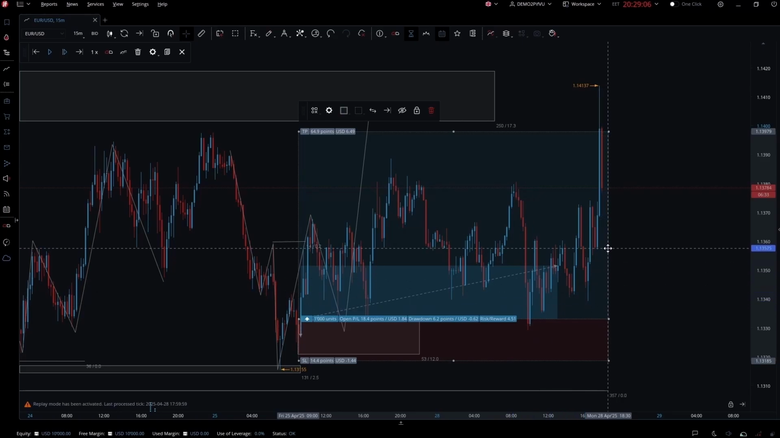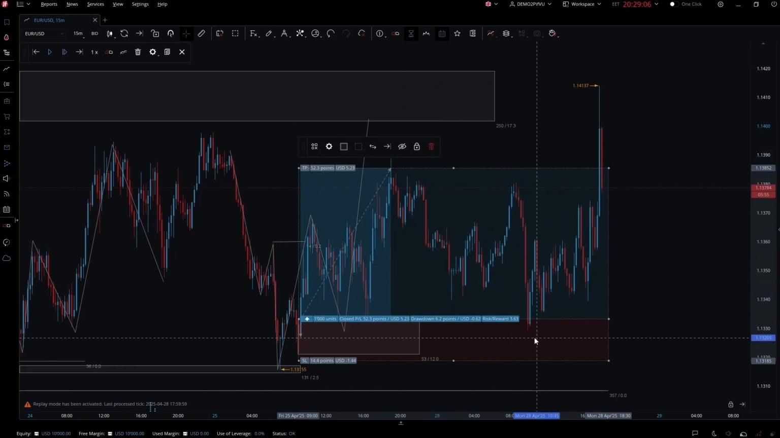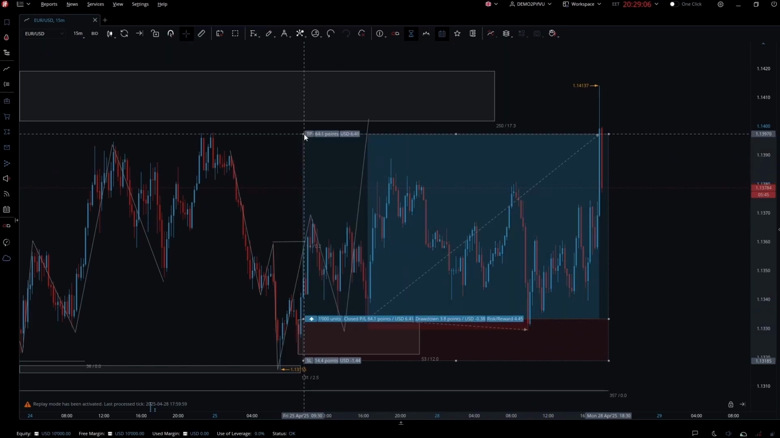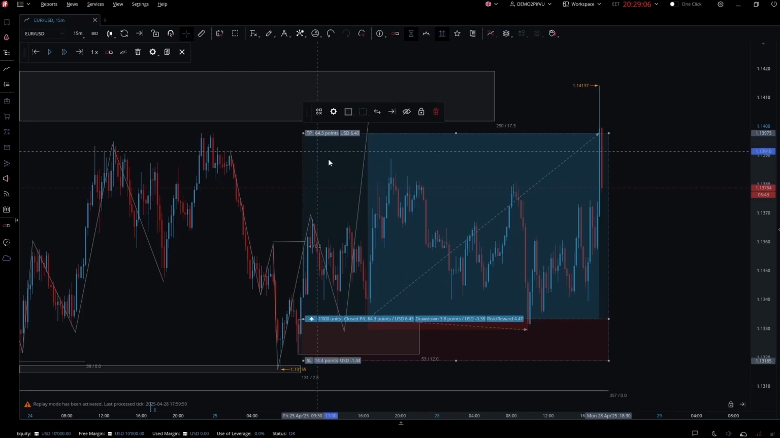So it depends on how you want to wait. We can see that 1 to 3.63 is not bad. And 1 to 4 is not bad either. 1 to 4.47 is not bad either. So it depends on what you want and how you want to go about the trade.